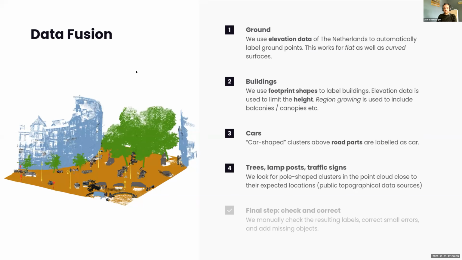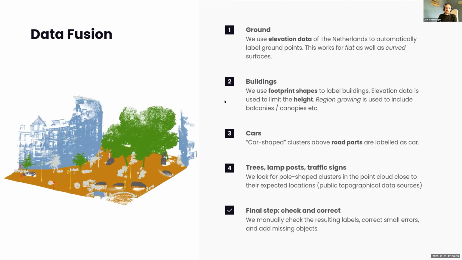Next, we also label trees, lampposts, and traffic signs using similar approaches. In this case, we find pole-like objects near the location of where we expect to find them, and we label them as such. And in the final step, we have to check and correct the results of this initial labeling.